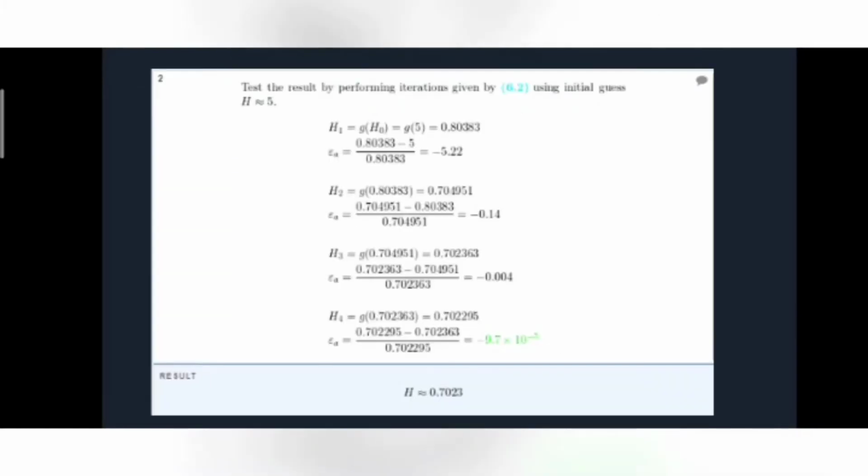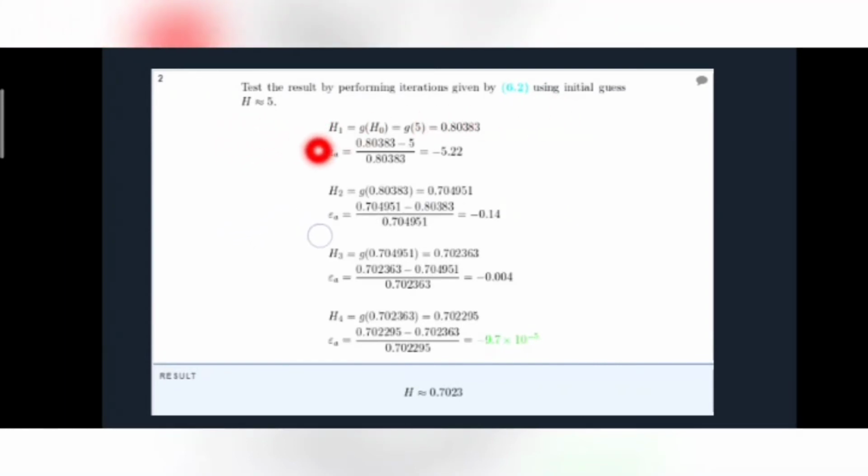Therefore, the fixed point method converges for all h greater or equal 0, and it converges to h equal roughly 0.7023. Now, to test the result by performing iteration given by 6.2 using initial guess h equal 5.